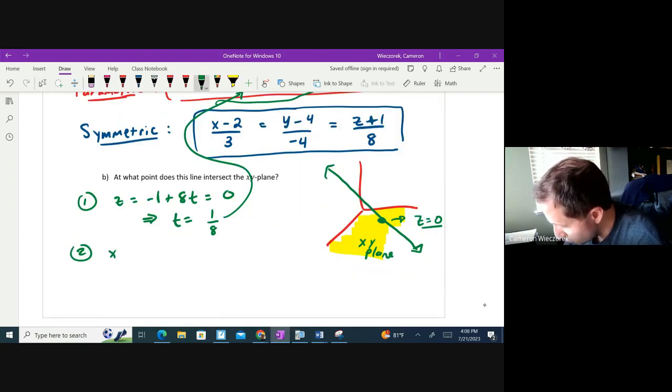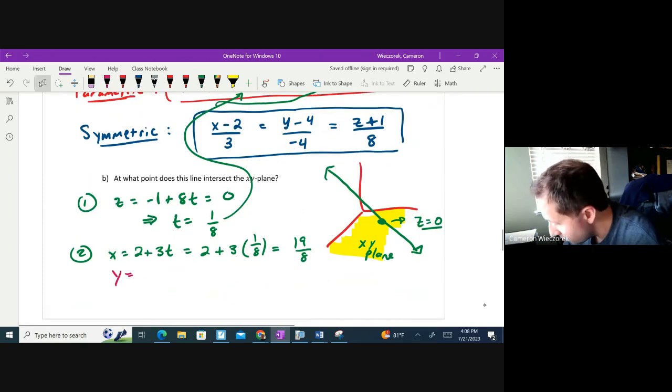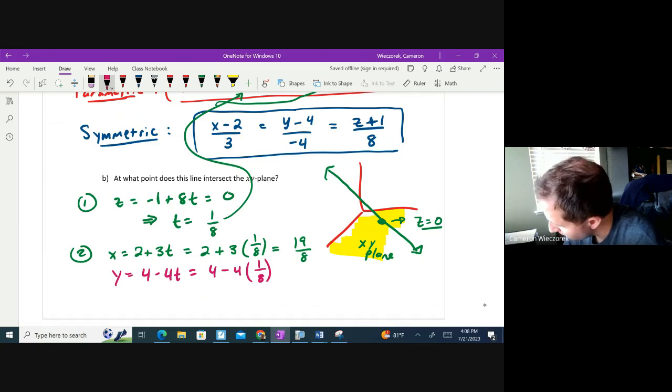So x was 2 plus 3t. We know that in the xy plane, t is 1/8. So I get 2 plus 3/8, which would be 19/8. And then if I do it for y, we already know z is 0. That was the whole point of doing the xy plane. But we need the y coordinate. y, if we look back up, was 4 minus 4t. So 4 minus 4 times 1/8, still letting t equal 1/8 at this point right here. 4 minus a half would be 7/2.